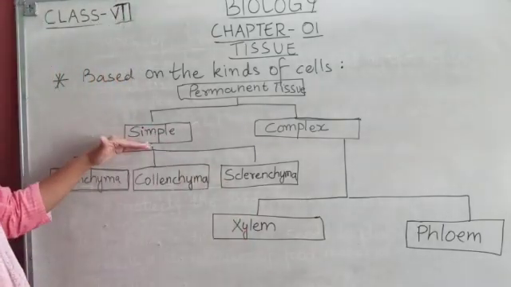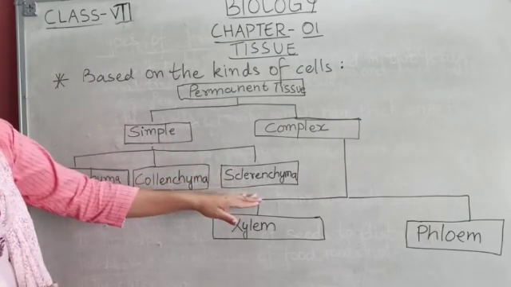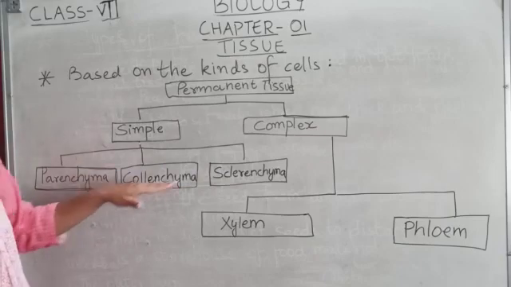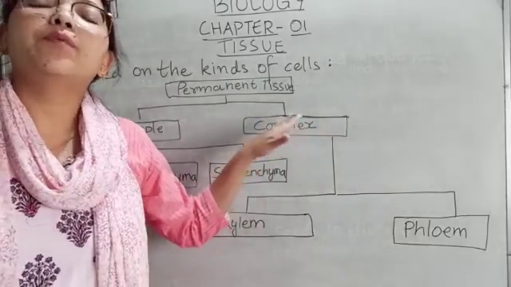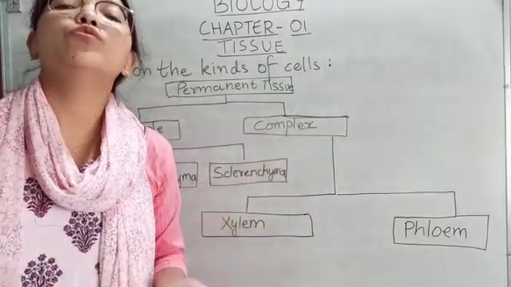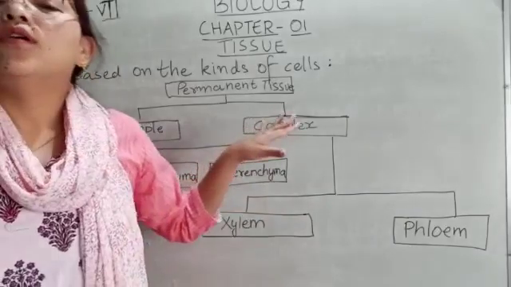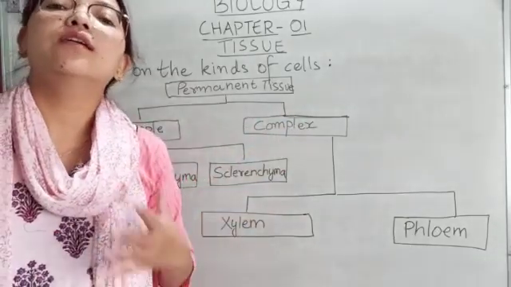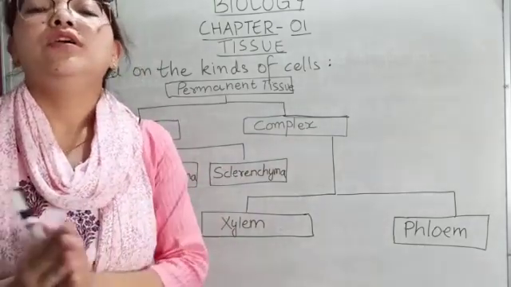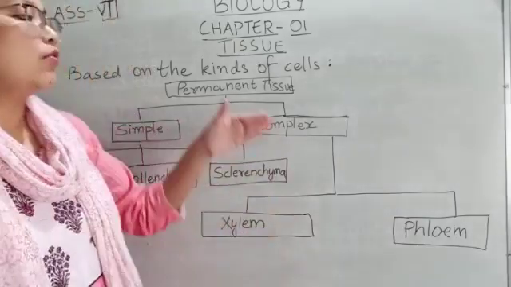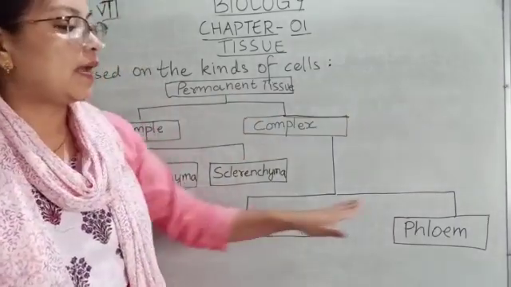Now simple permanent tissue are of three types: parenchyma, collenchyma, sclerenchyma. Then comes complex permanent tissue. Complex permanent tissue are the types of tissue which are made up of more than one type of cells. This type of tissue is actually the conducting tissue, and it helps in transporting food and water to other parts of the plant. Complex permanent tissue are of two types: xylem and phloem.